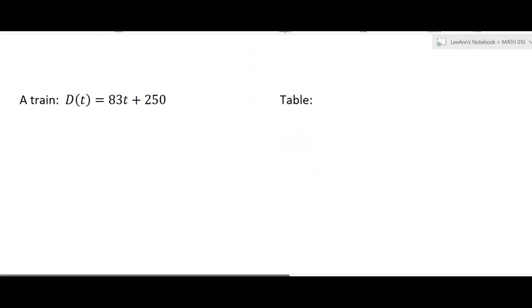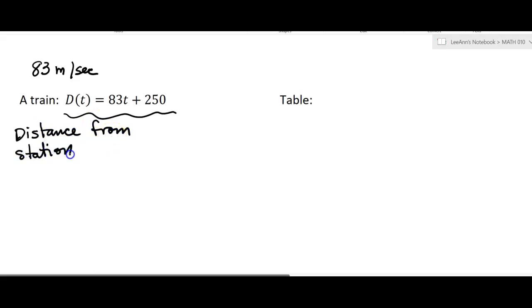Okay, so here we have an example of a linear function. It's a train, and the train goes 83, I think it's meters per second. That's the abbreviation for meters. So for every second that goes by, it moves 83 meters. And this function here is representing the distance from the train station. This example's in the book, so you can read it if I'm not explaining it well enough. Anyway, apparently the train starts 250 meters away from the station, which is possible. You have a lot of trains, they can't all be at the station at the same time, so it's somewhere on the track, 250 meters away from the station. And then the train's going to start going, and for every second that goes by, it's moving 83 meters.